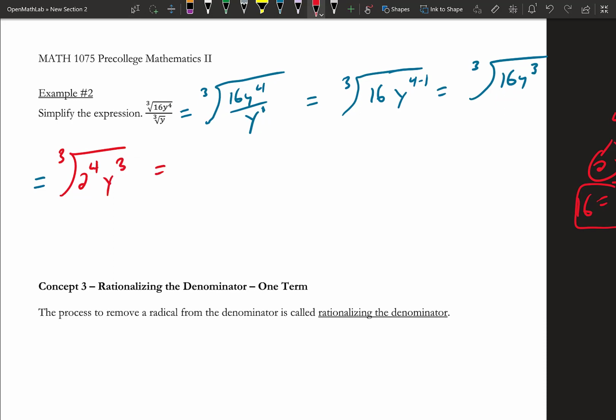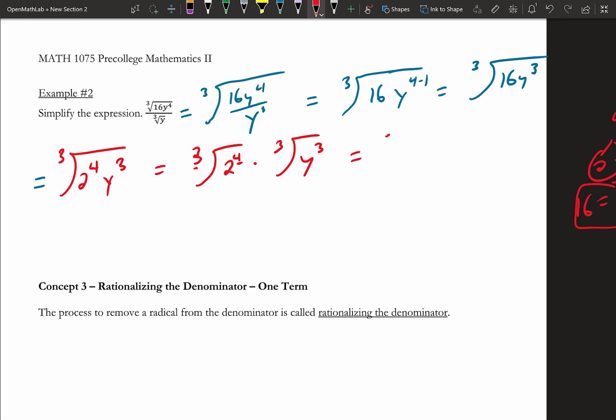Right? So then this would be the same thing as the cubed root of 2 to the 4th times the cubed root of y cubed. So using that multiplication property of radicals. So then this is not simplified, this cubic root of 2 to the 4th, because this 4 is not supposed to be bigger than the index, right?